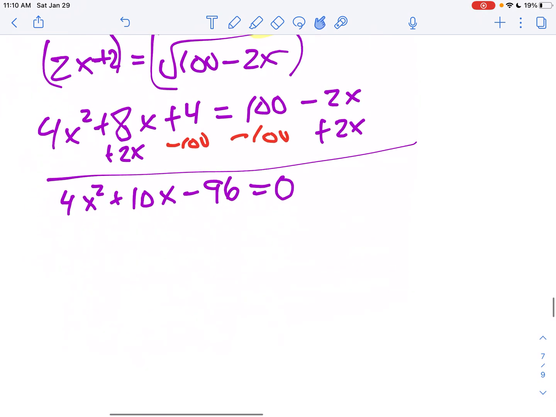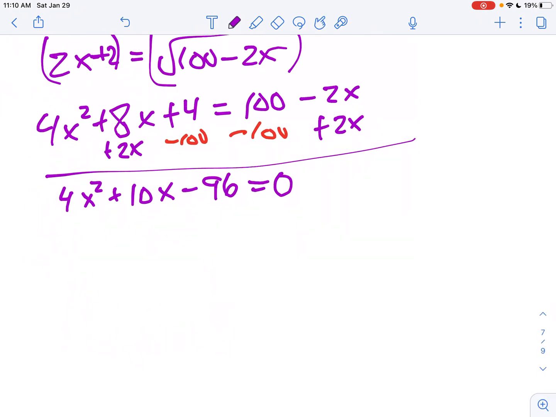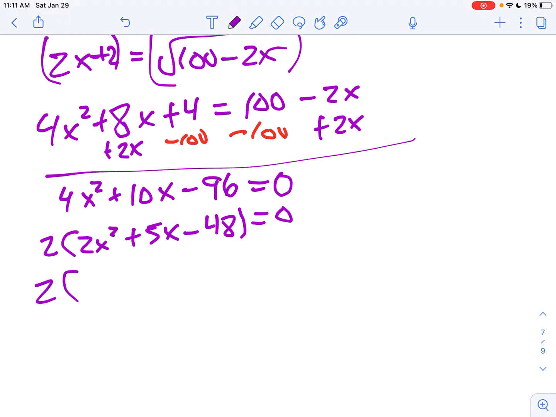At this point, I think I'll factor that. We'll see if I can factor it. So I can factor out a 2, can't I? So I'll get 2 times 2x squared plus 5x minus 48 equals 0. Now, I think I can factor that. So 2x and x. Now I want to get 5, and I'm going to have a positive and a negative.